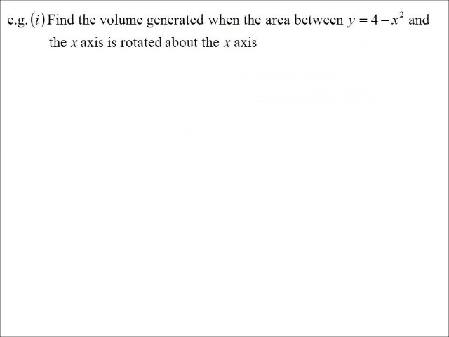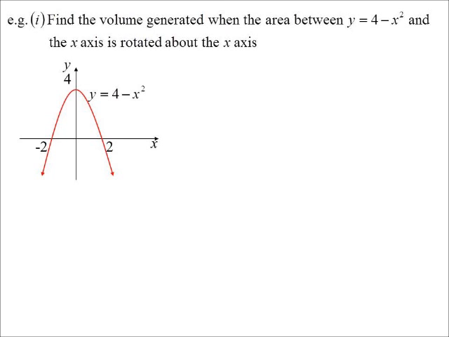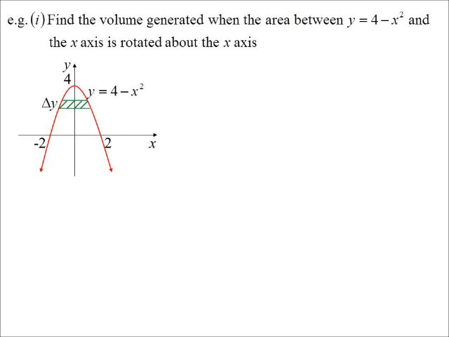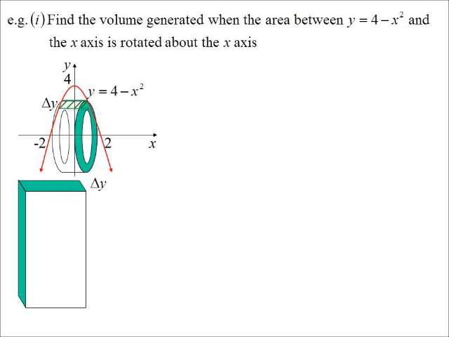So, all right, let's have a look. Same question as yesterday. We've got 4 minus x squared, and we're going to rotate it about the x-axis. So it was our upside-down parabola. But this time, instead of taking slices perpendicular to the x-axis, I'm going to take it parallel. So we get a horizontal slice. And if I was to rotate that, there's my cylinder I would get. Well, if I unwrap my cylinder, there's my rectangular prism.